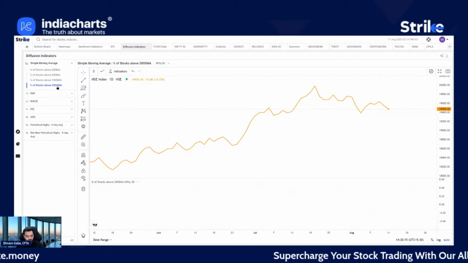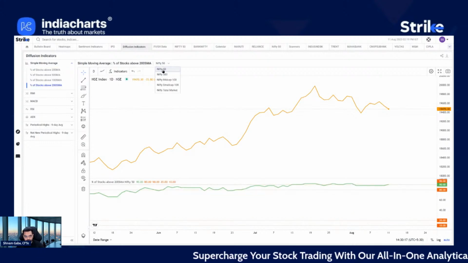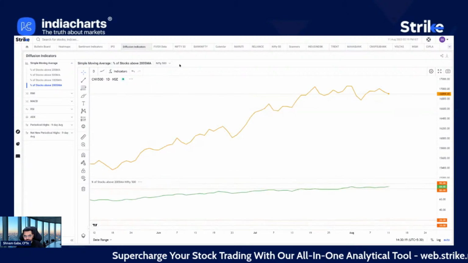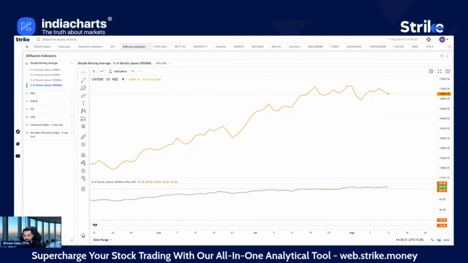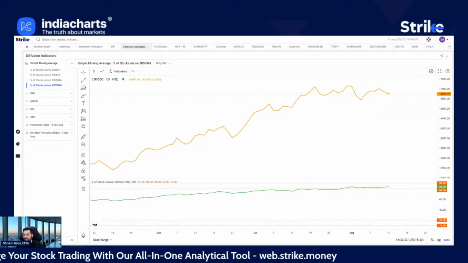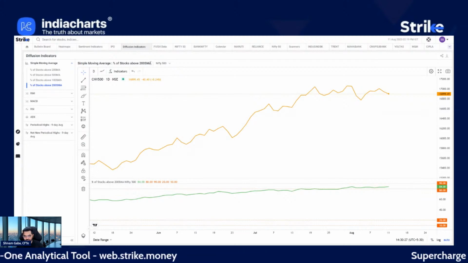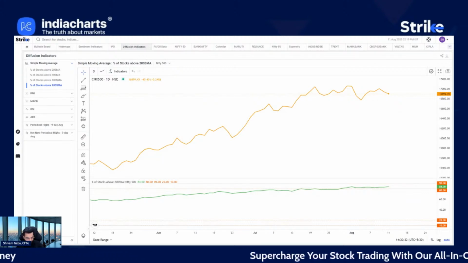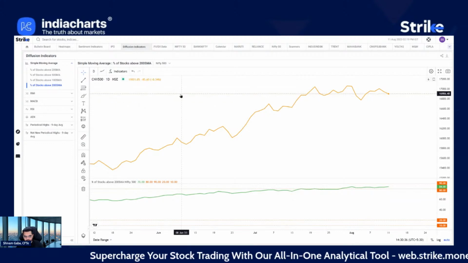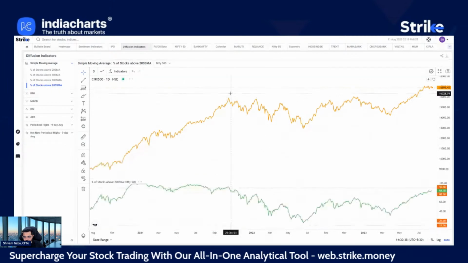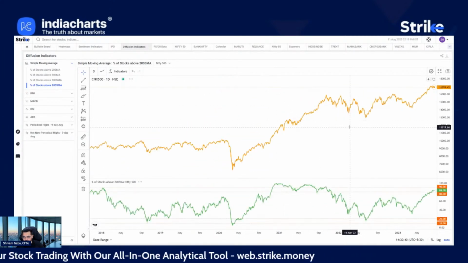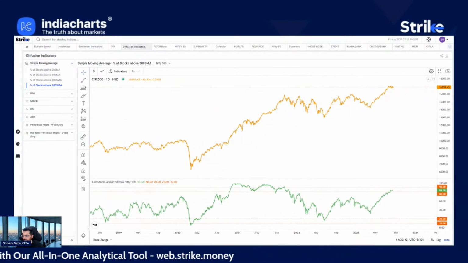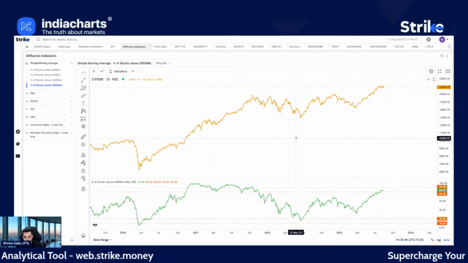So let's say percentage of stocks above 200 SMA. What this means is it tells you that a certain percentage of stocks are trading above their 200-day moving average for an index. So I've gone into a 200-day average, which is a very long-term indicator. So let's zoom out a bit. So once you have such data plotted against the index, you can see the behavior of the market.